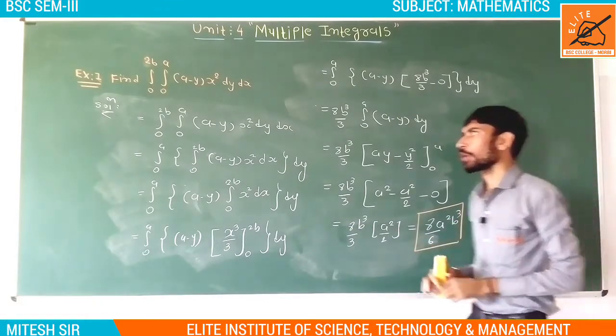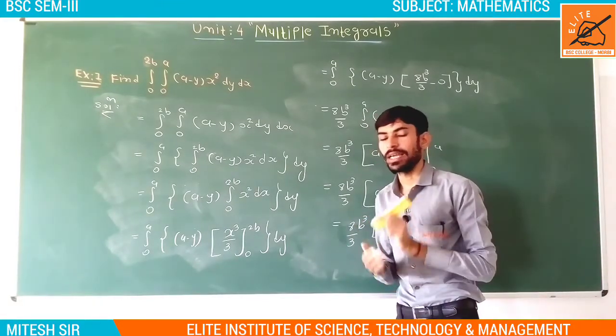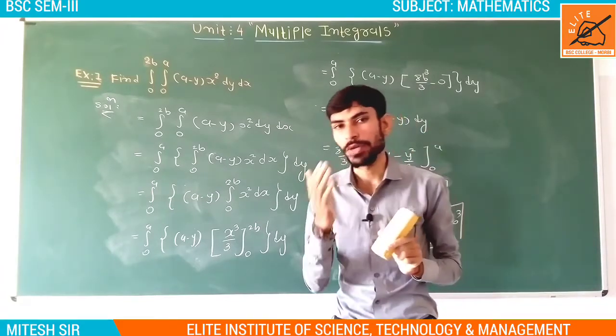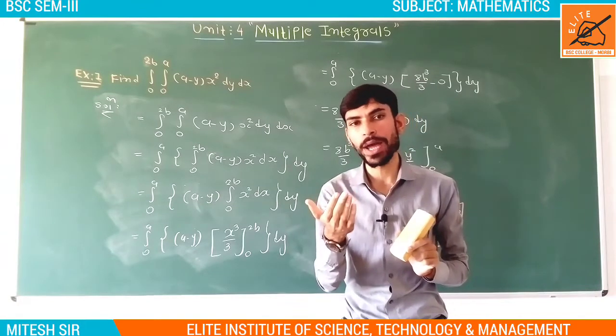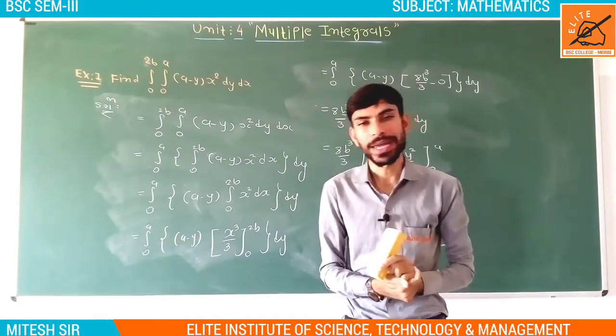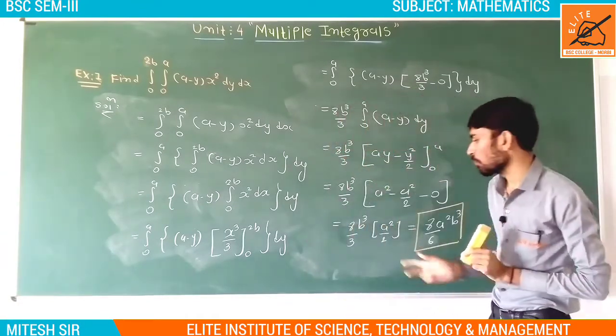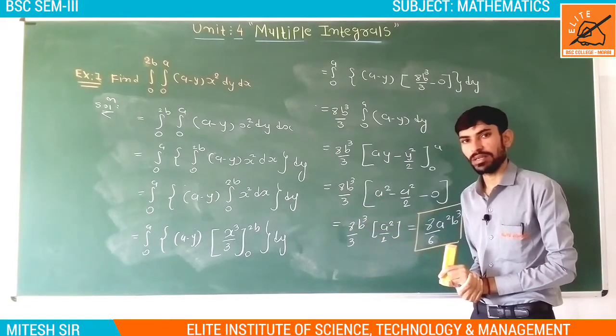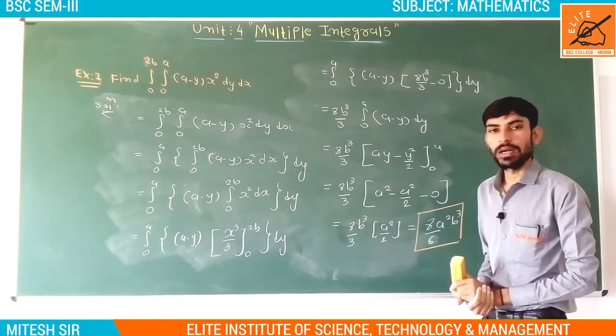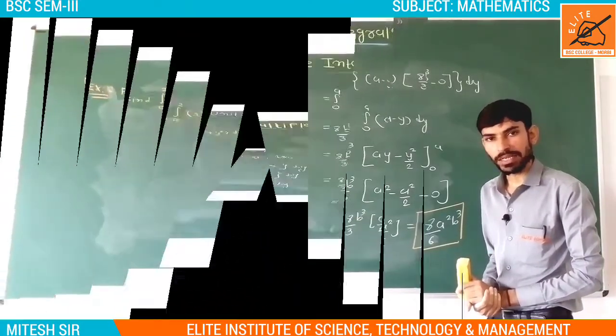So whenever you are given constant limits, then you can do first of all with respect to x and after that with respect to y, or you can also do first of all with respect to y and after that with respect to x. So you get the same answer in both cases. Friends, in every case we will get the same answer. So this is the first example. Now we see the second example.